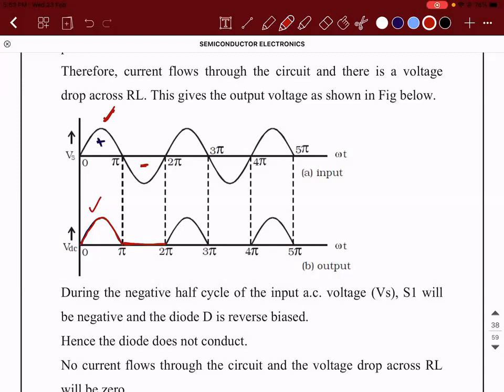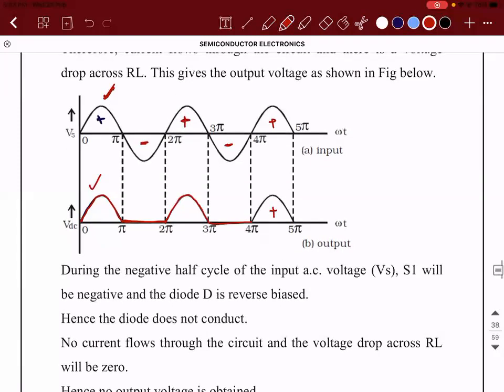Correct? Again, what will happen during the next positive cycle? During the next positive cycle, again it will conduct, and during the next negative cycle, it will insulate. And next positive cycle, it will conduct, and the next negative cycle, it will insulate. Are you guys able to understand this point? Yes, sir.